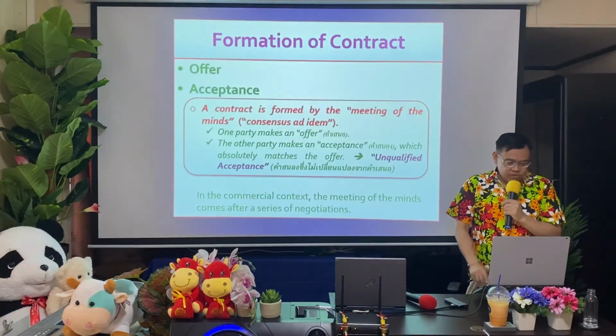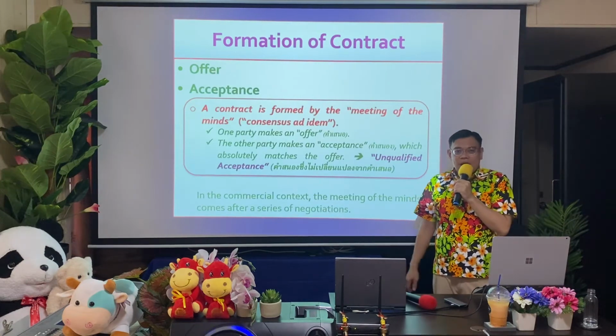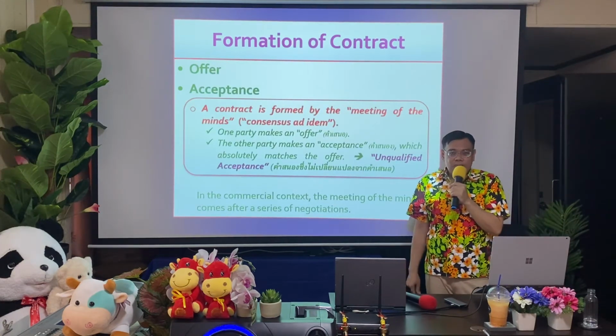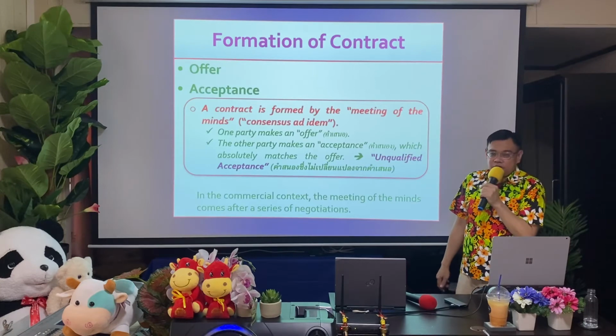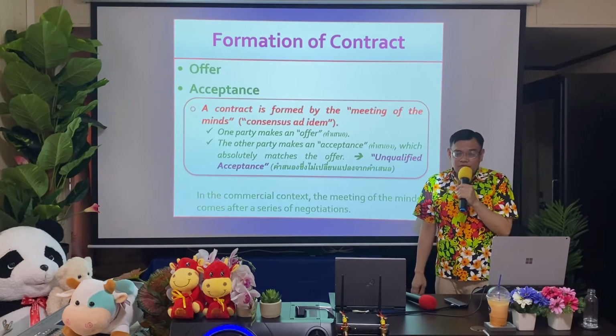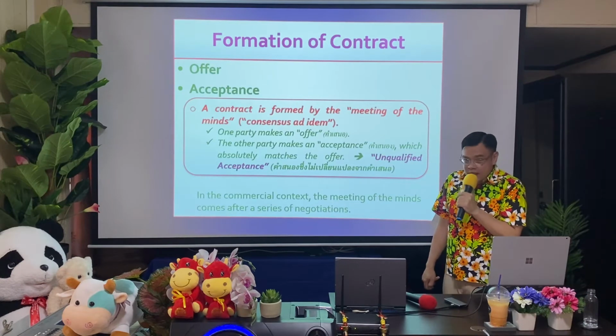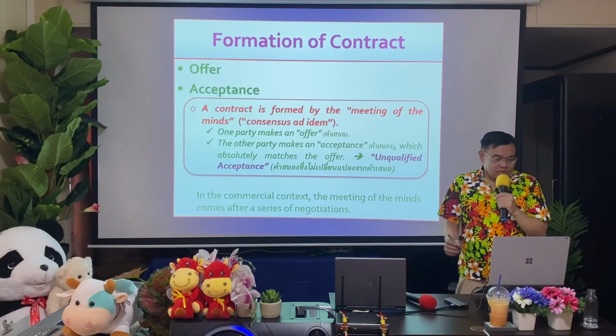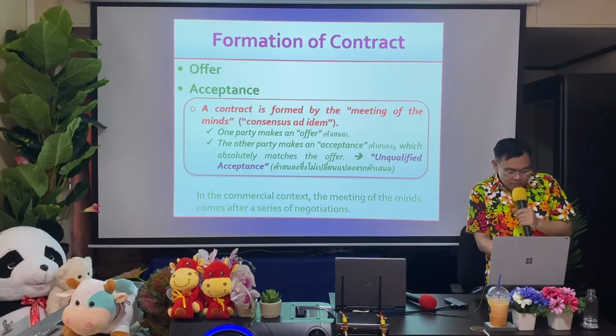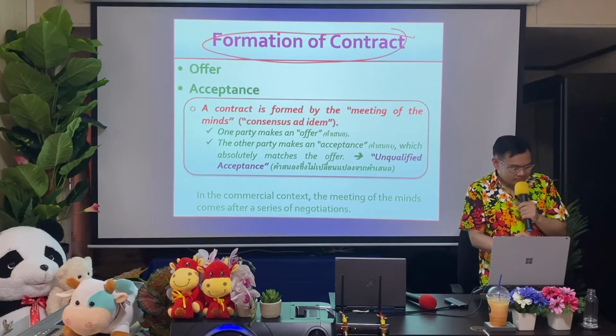Now we are coming to an important part of the lecture. After we have looked at the nature of a contract, a definition of a contract, and also classifications of contracts, we are looking at a very important topic here: formation of a contract.